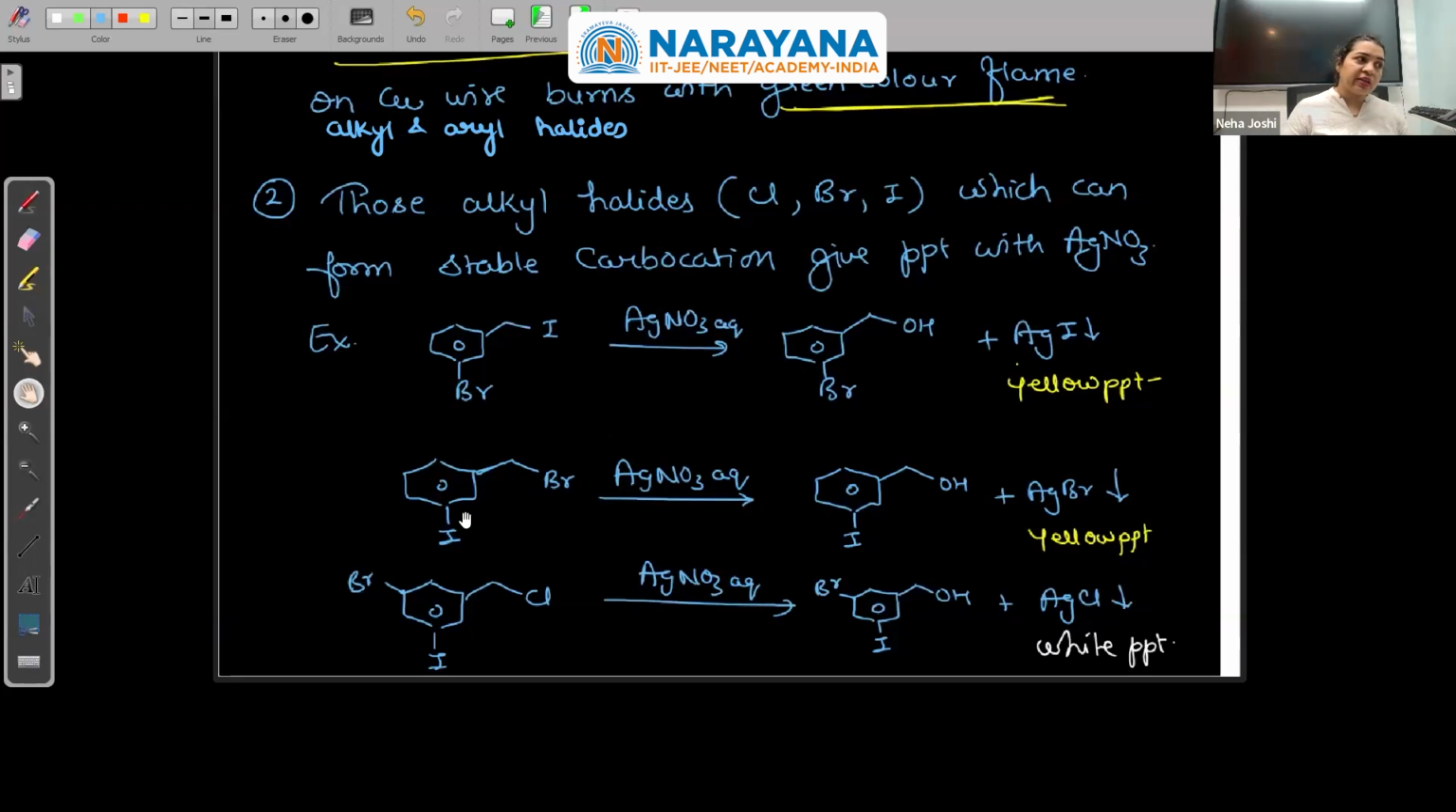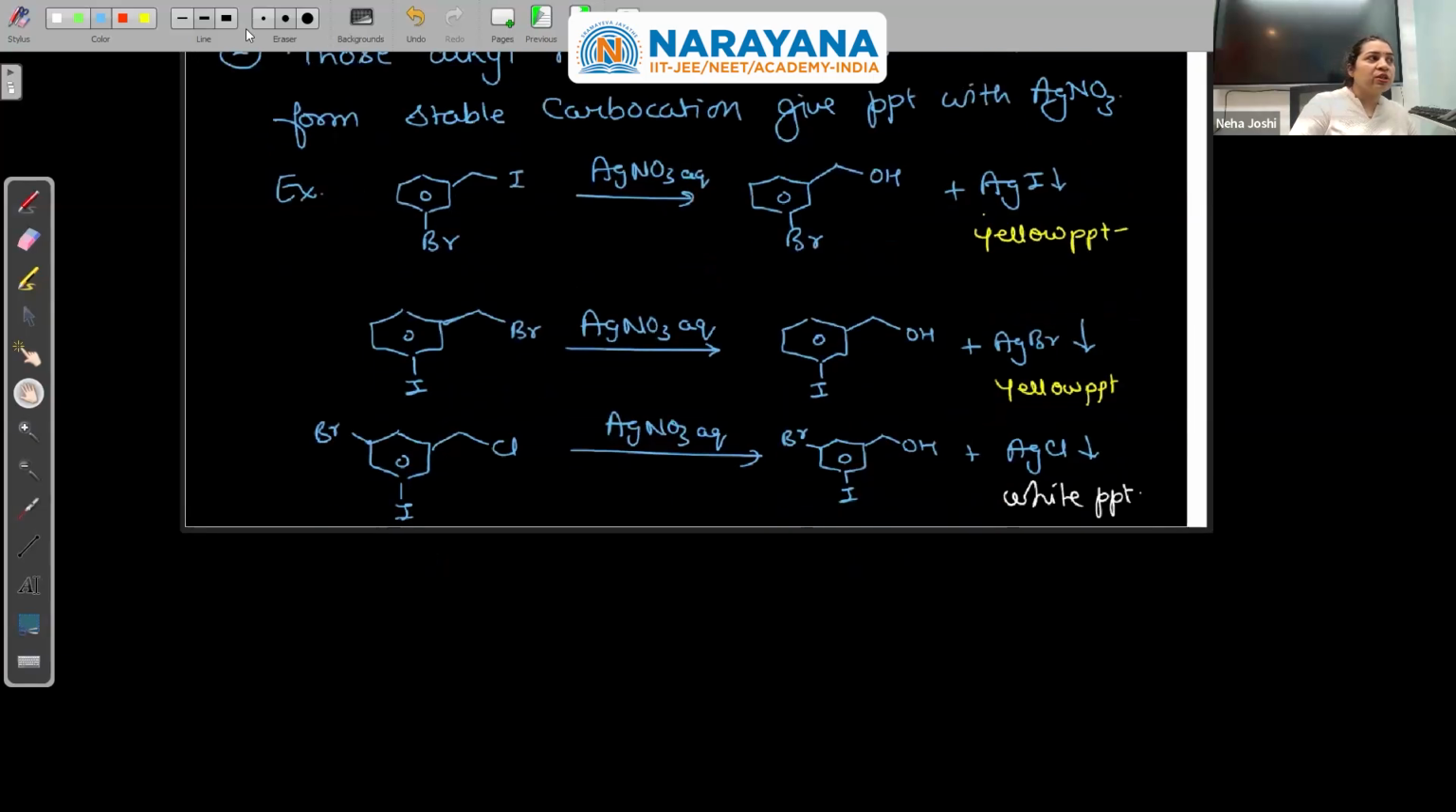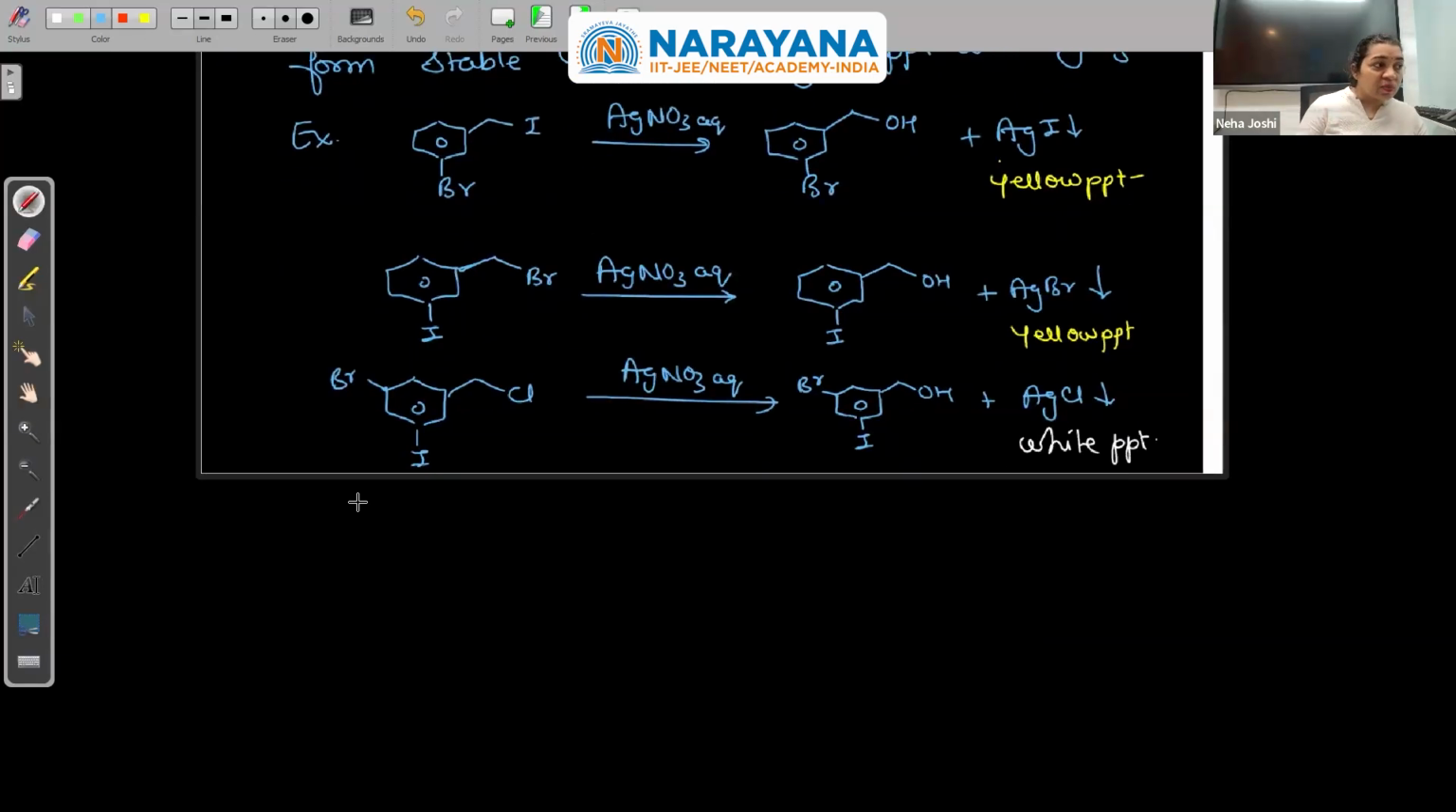If I interchange this iodine and bromine, you can see this bromine with AgNO3, AgBr precipitate is now formed. If I had it like this, AgCl. So what you're seeing is that those which are directly attached to the ring are not participating in carbocation formation, and only those which can form a stable carbocation will participate. Now this stable carbocation could be very well, like for this, an aromatic compound will be formed. And the only thing we want is a stable carbocation, like this, right?